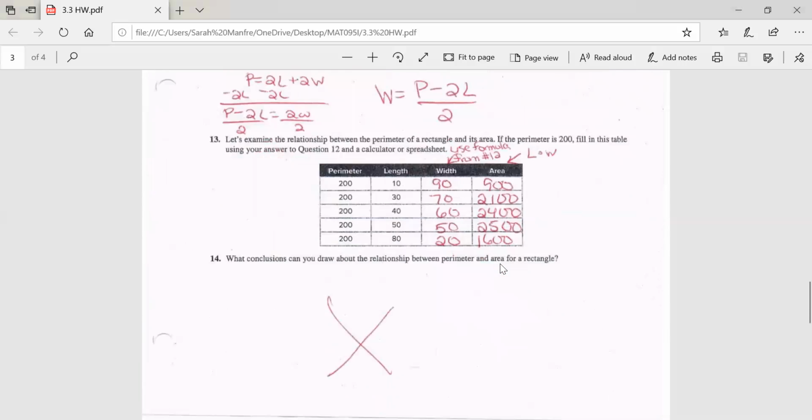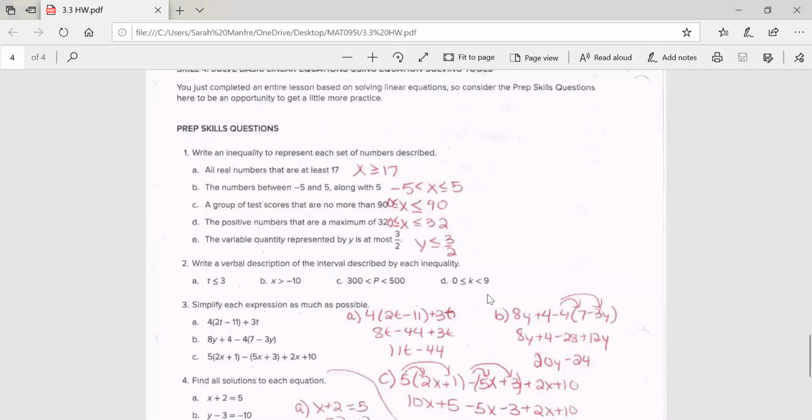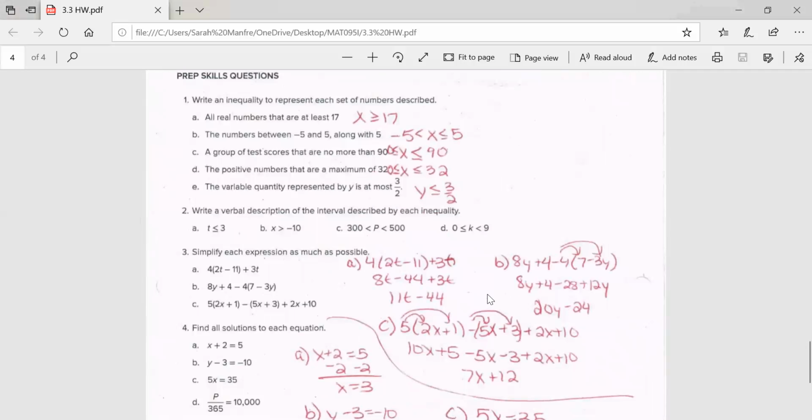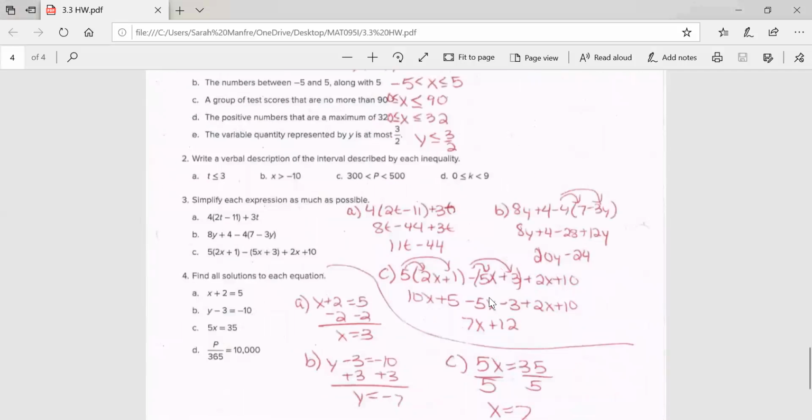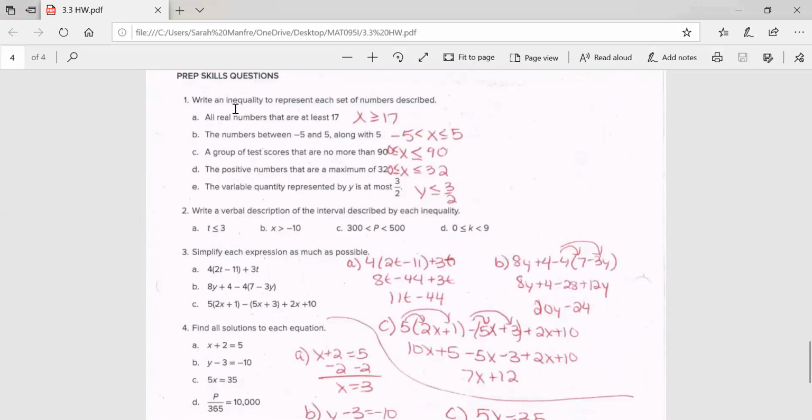All right, and then question 14 you didn't have to do. And then we just have a couple prep skill questions. Question 1 is going back to writing inequalities. This is something that we did in chapter 2.